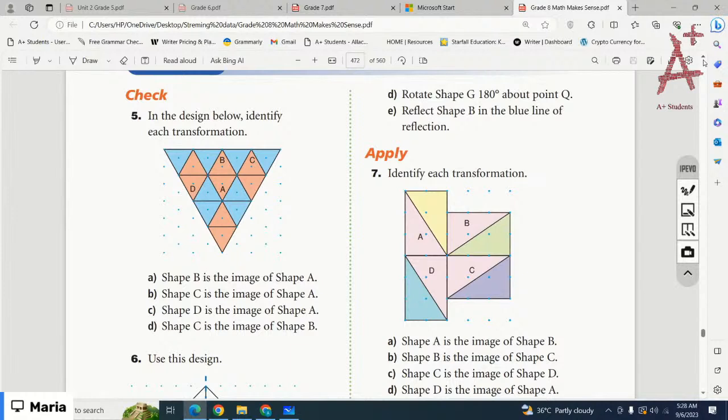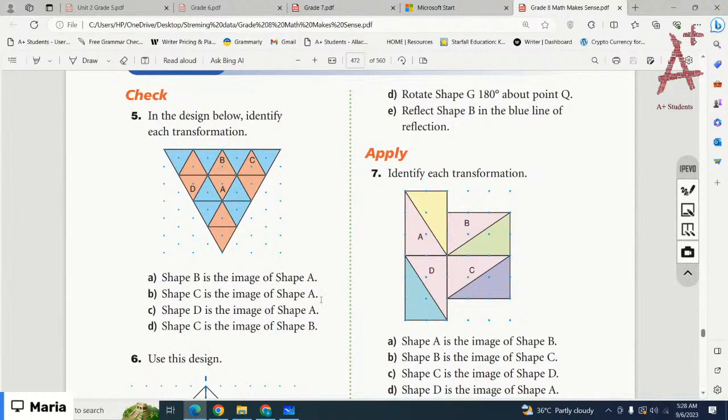Okay, shape B is the image of shape A, right? That means A and B are congruent. B is the image of A, right? That means they are a reflection, right? Because they have different orientation. So B is the reflection of A, right?